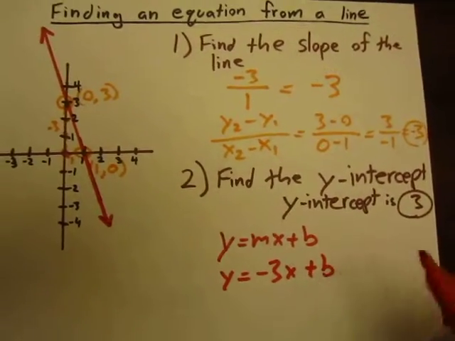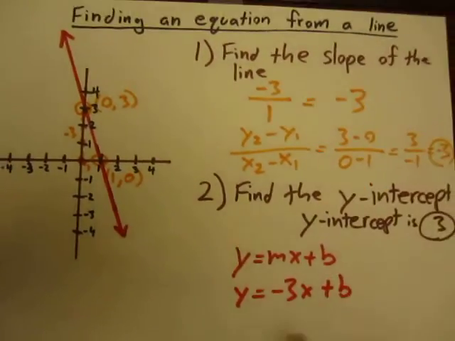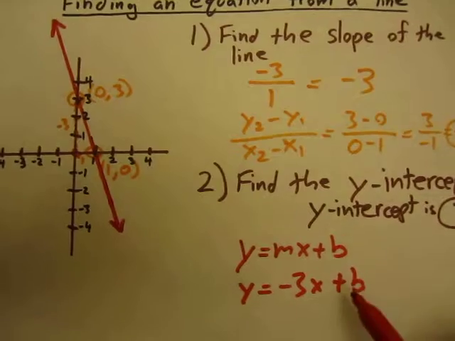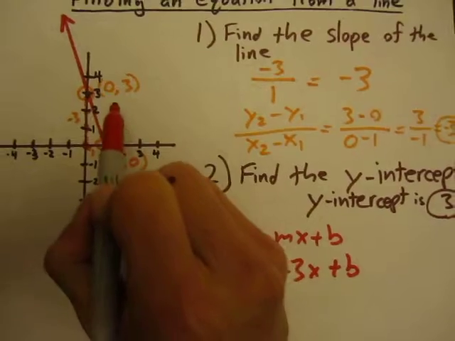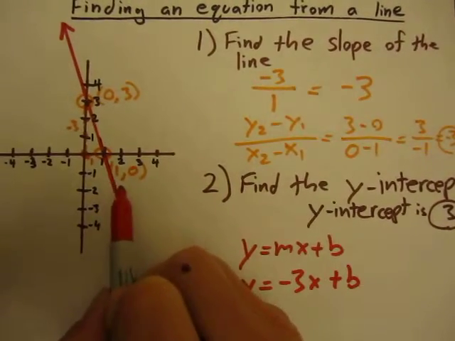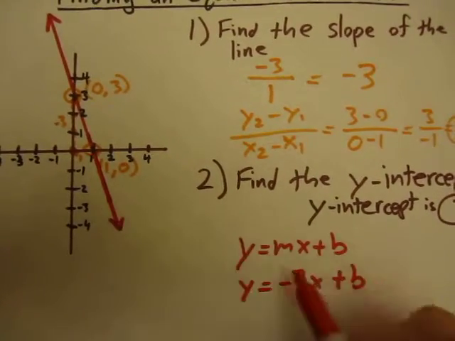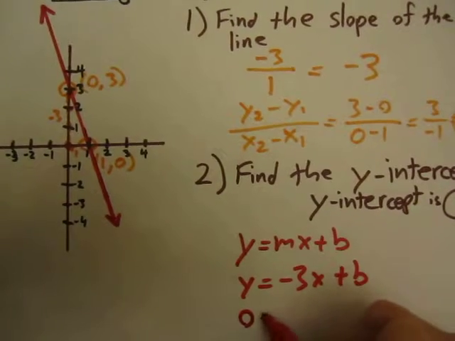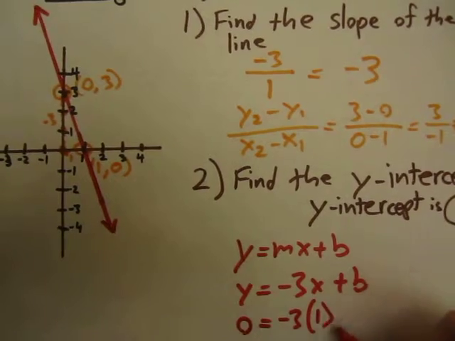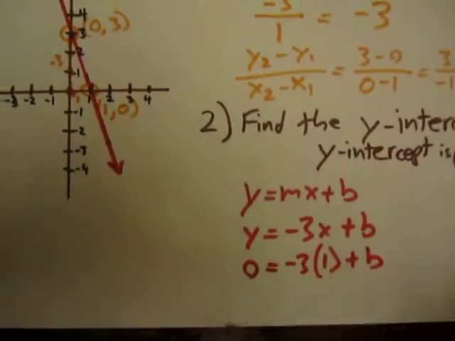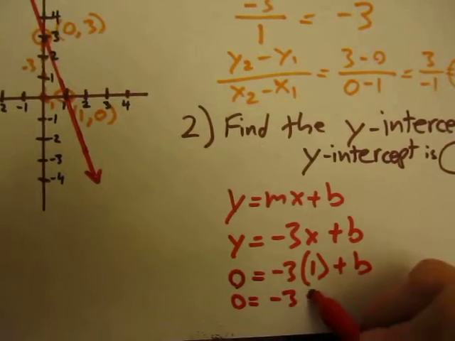Now we still don't know what b is. However, if we take a point and substitute it in for x and y, then we should be able to solve for b. So let's do this. Let's take the point 0. Actually, let's take this point. Let's take the point 1, 0. So if I plug that in, that means my x value is 1 and my y value is 0. So that means I have 0 equals negative 3 times 1 plus b. Now that simplifies to 0 equals negative 3 plus b.